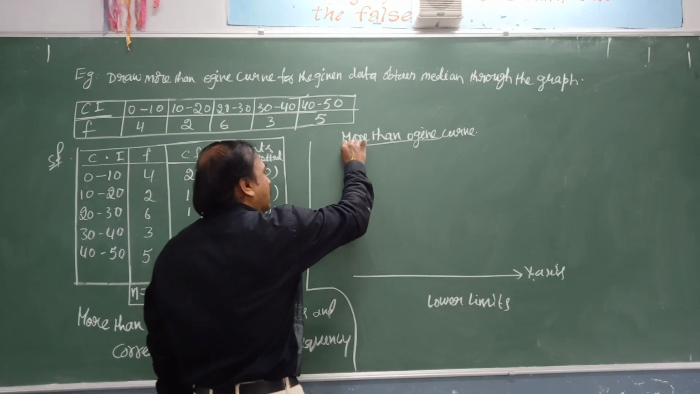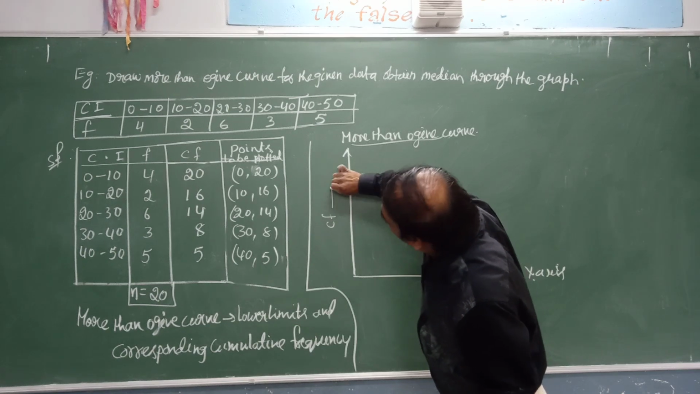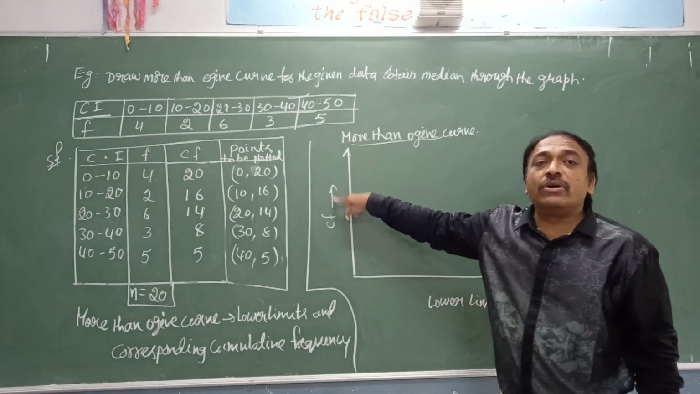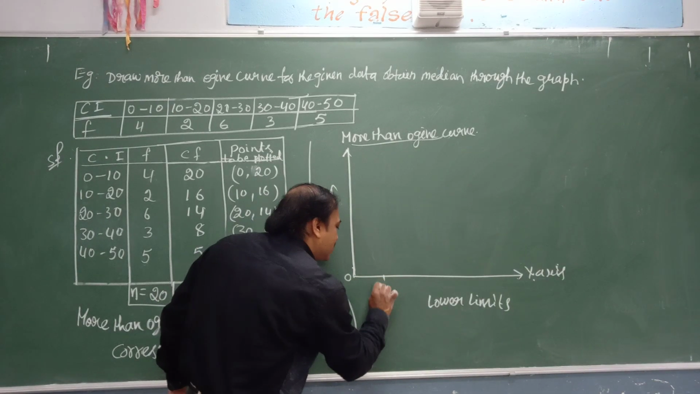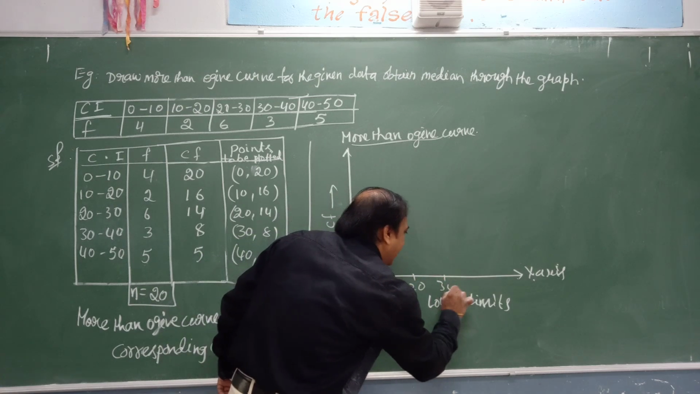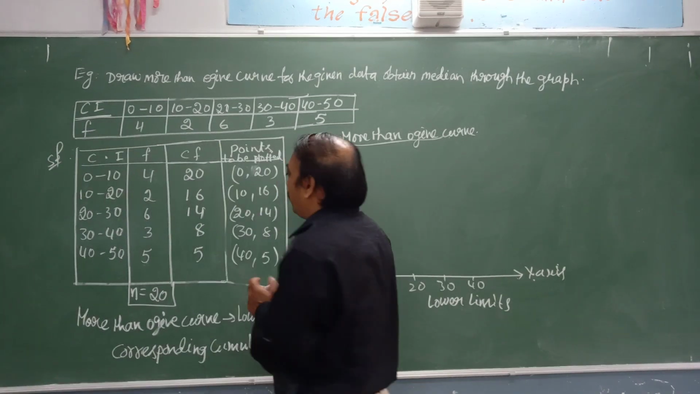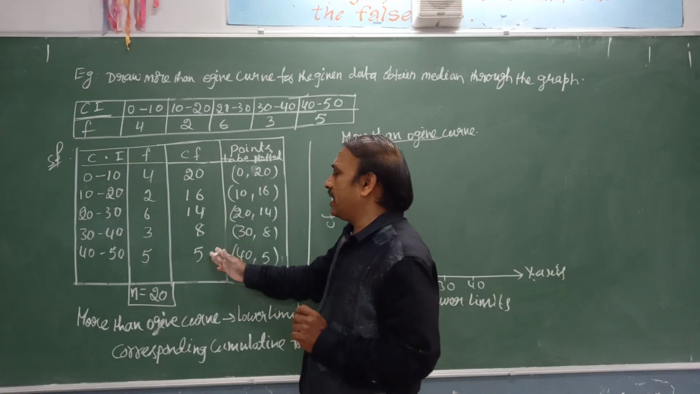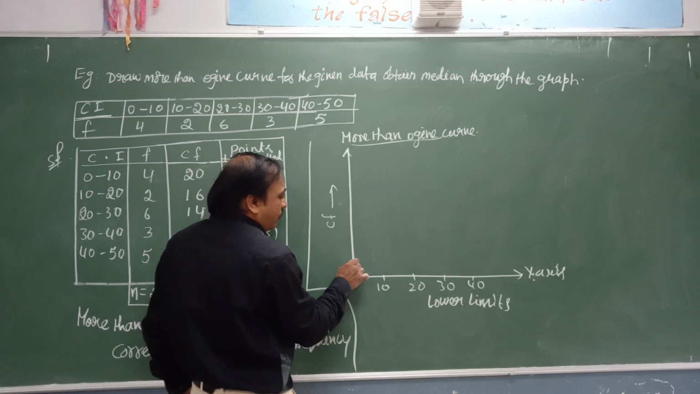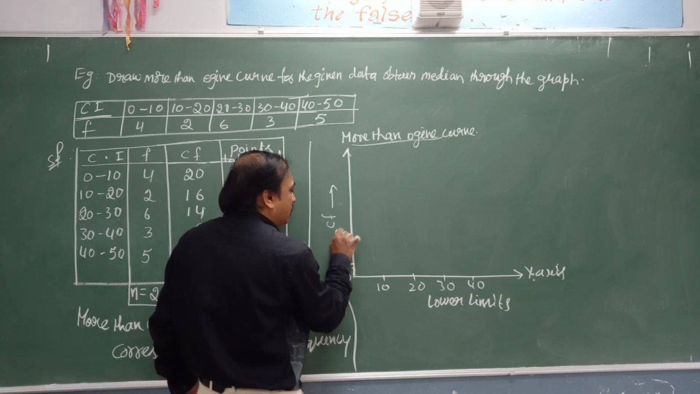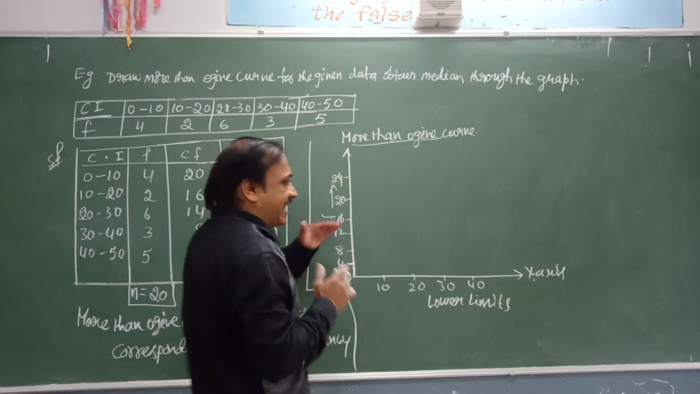On the y-axis we take the corresponding cumulative frequencies, that is CF. What is the meaning of CF? Cumulative frequency. So here 0 is the origin point, the next 10, 20, 30, 40 and so on. Now the cumulative frequencies we take as multiples of either 5 or 4. I am taking multiples of 4: 4, 8, 12, 16, 20, 24. Equal gap must be there.